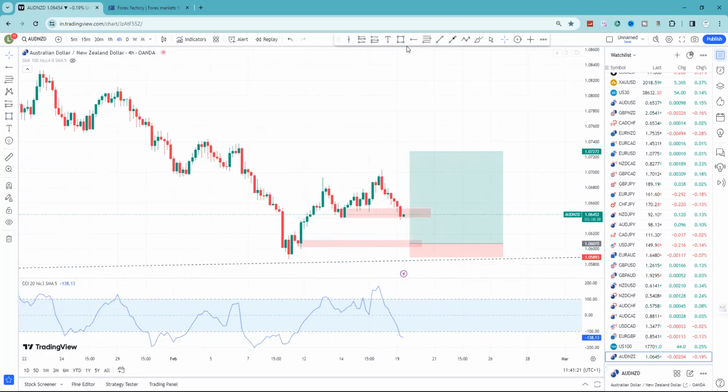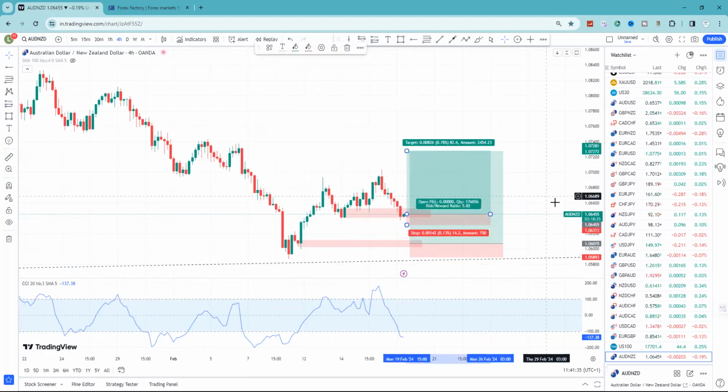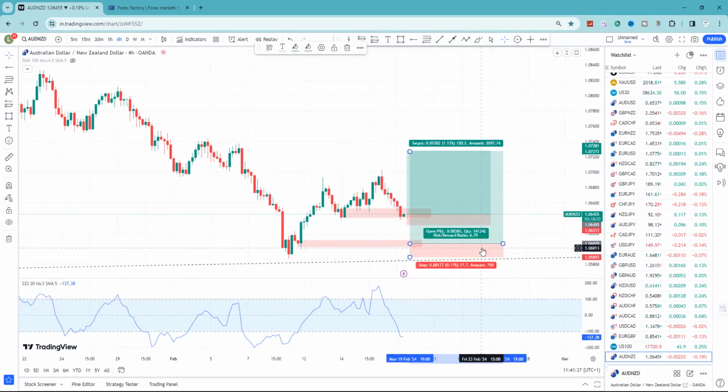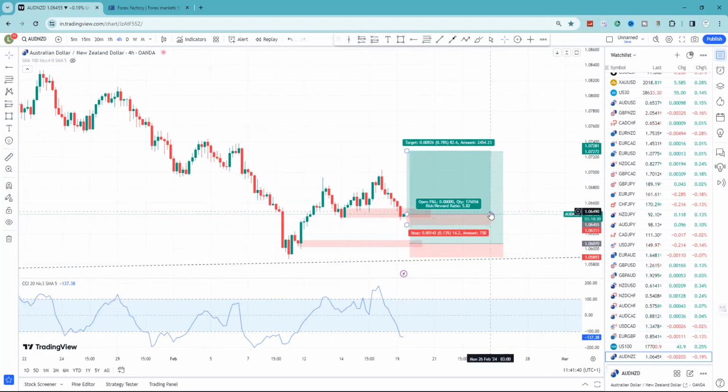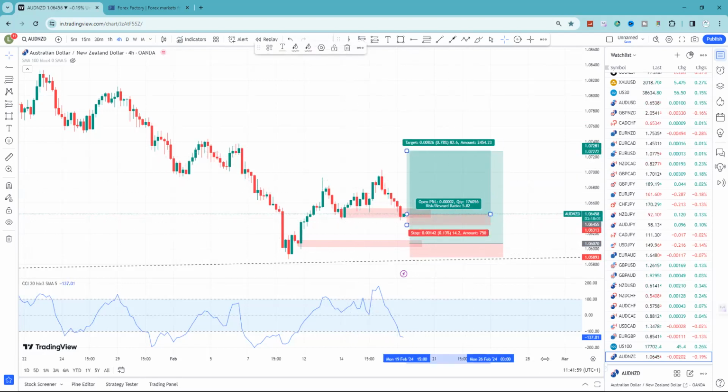If and only if there is confirmation on this zone, then you can go in for a buy, and that will give you 1:5 thereabouts. So if there's confirmation here, please go into the market. If there's no confirmation, please wait patiently for prices to come into at least 1.06097 before you get confirmation and go into AUD/NZD for a buy.